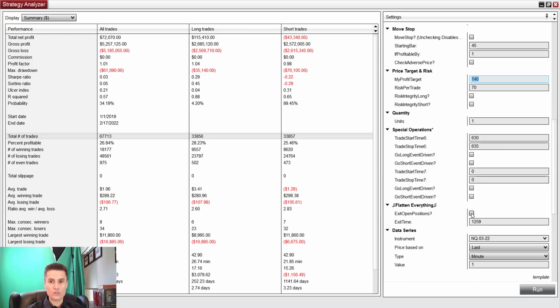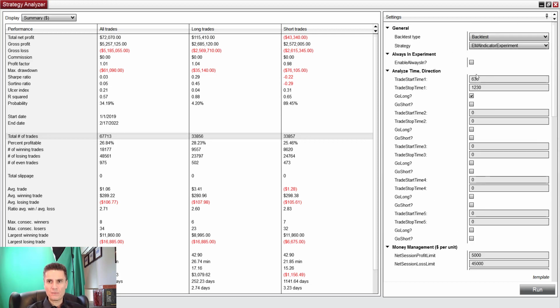But let me go ahead and also check this. So I mentioned I'm going to be exiting. So I want to exit latest by 12:59. Okay, that's 1 minute before RTH close. So let's make sure we have all of our parameters done correctly.